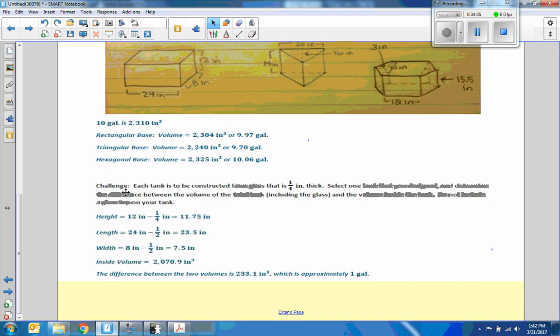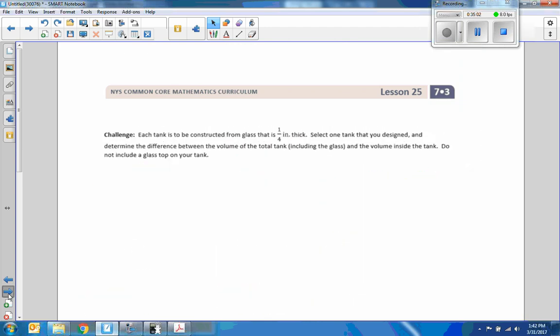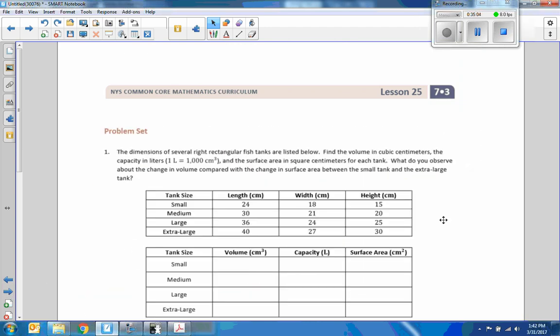Okay, so here the challenge says each tank is constructed. So here's the answer to the challenge. So spoiler alert, if you want to do that challenge, the answer's there. And that is the end of lesson 25.